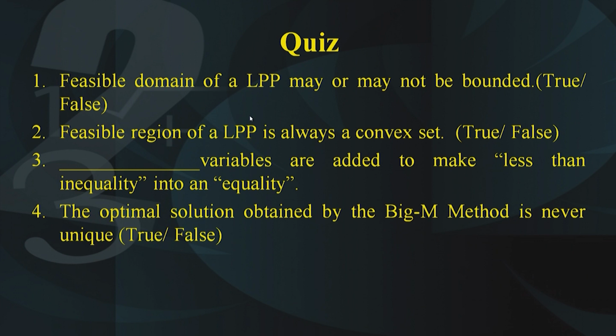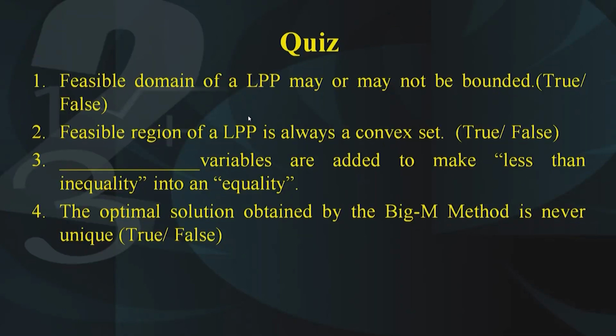You remember, we have been talking about unique solutions and multiple solutions. So, the question is, the optimum solution obtained by the big M method is never unique, true or false?